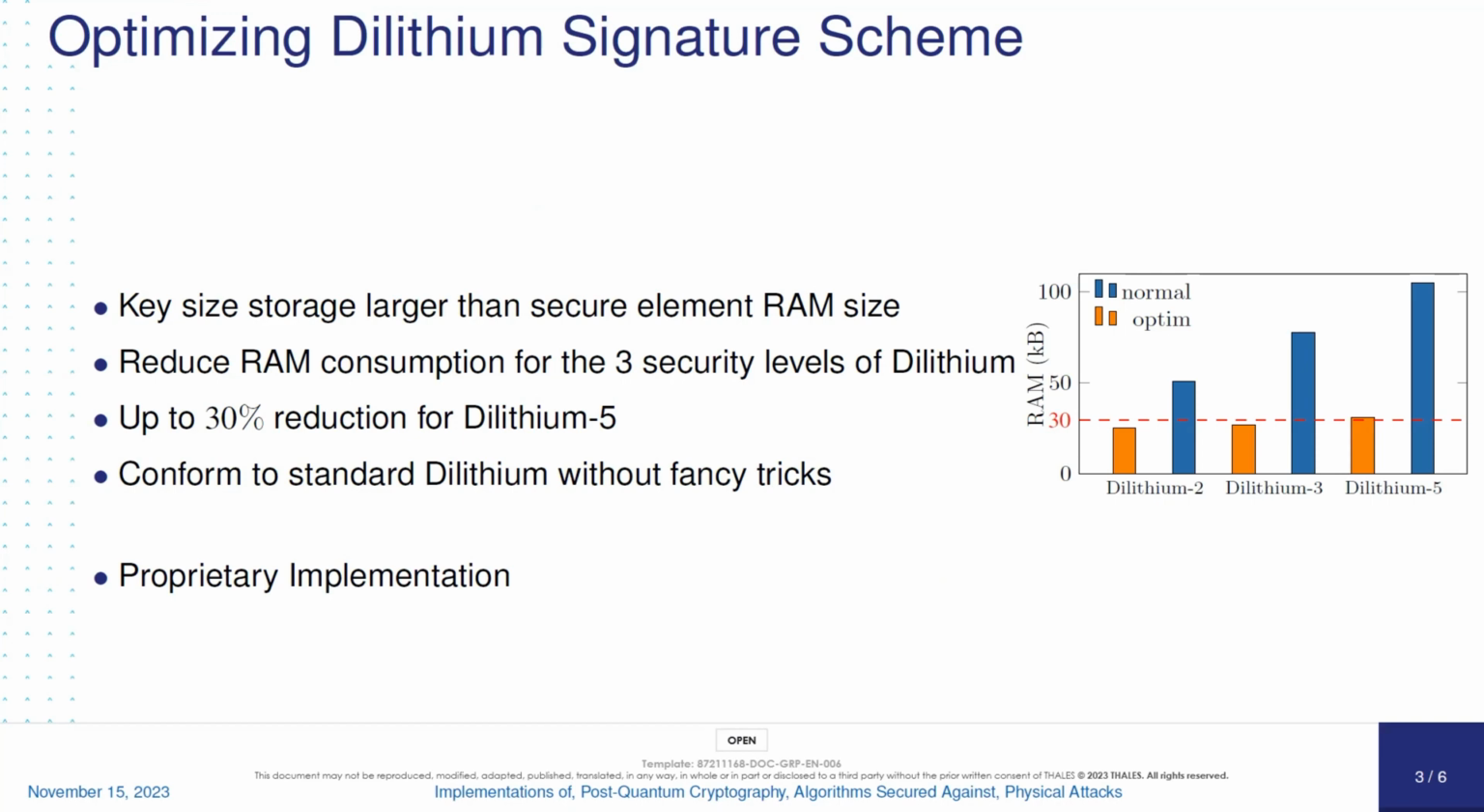We already had an implementation that fit in almost 50 kilobytes, and the goal was to reduce this RAM consumption by up to 30%. We managed to do this. At the end, we have an implementation that conforms to Dilithium and so to ML-DSA as well, and that fits in almost under 30 kilobytes for all the versions.